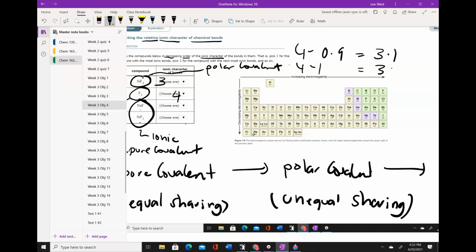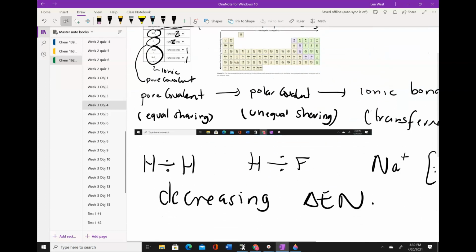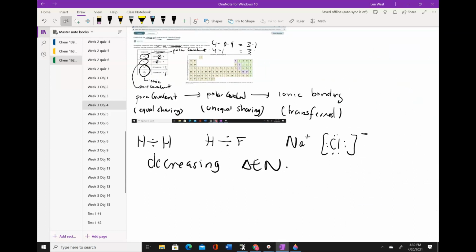So how might I do this? I would go 1, 1, 2, 3, because once you get complete transfer, it's 100% ionic. So I don't think there's any difference in the percent ionic character between sodium fluoride and strontium fluoride. If you remember, once you get bigger than like 1.7, you've got 100% ionic bonding.